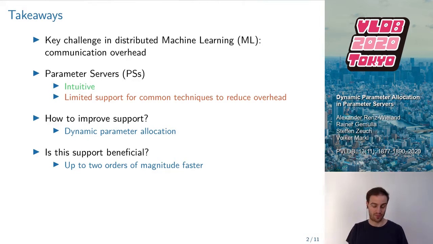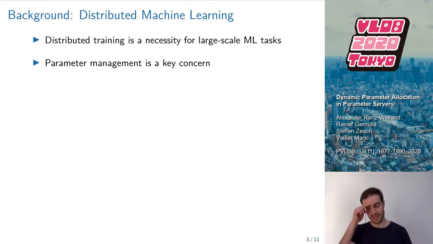We find that a parameter server can directly support such techniques if it can relocate parameters during runtime. We also find that the support can be highly beneficial. It can improve performance by up to 2 orders of magnitude and provide near linear speedups. Now let me discuss these points in more detail.